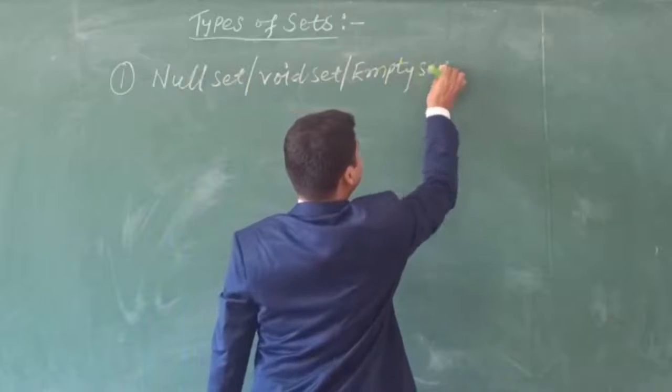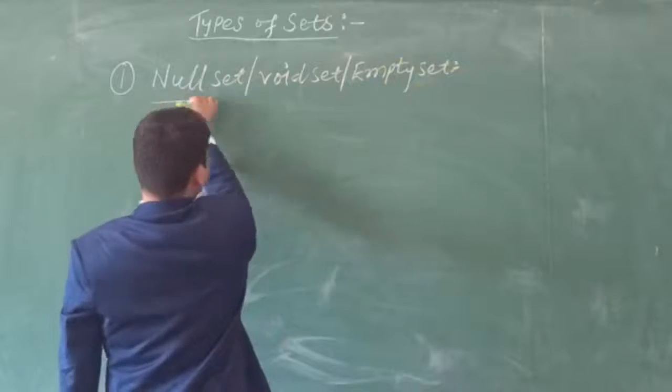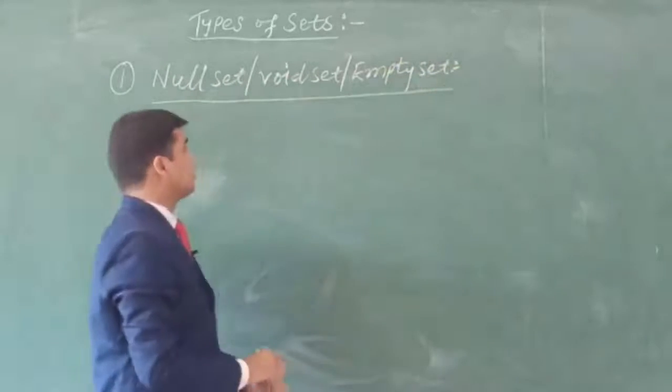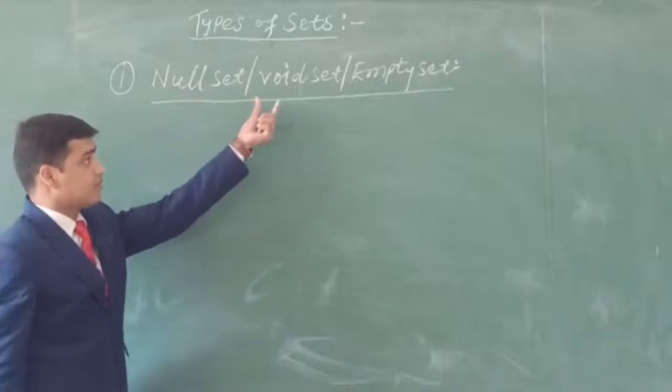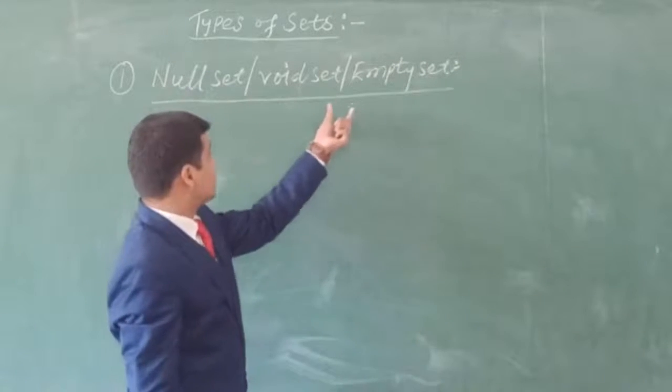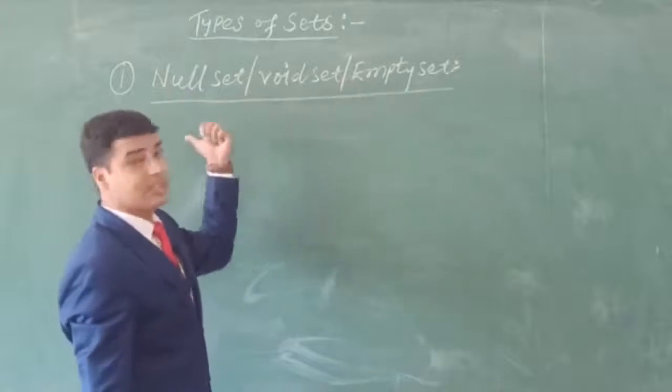Empty set. Now see this here. What is called null set, void set or empty set? All the names mean the same here. Null, void, or empty. As the name suggests, empty means nothing, void means nothing, null means nothing.